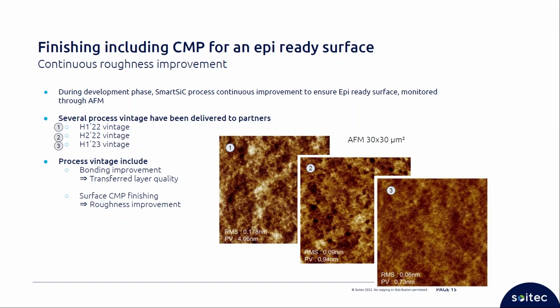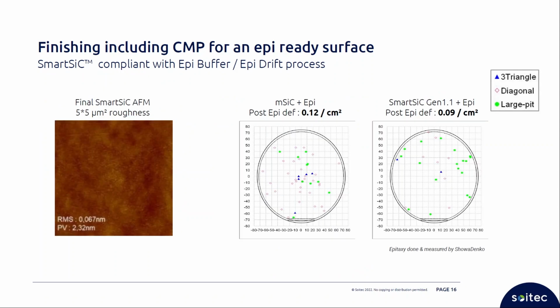During the development phase of the SmartSiC, we have a quite interesting improvement on the roughness. And now, with the current process, we obtain this kind of mapping with an RMS of less than 1 nanometer. Fully compatible with epi and as good as the mono wafers.